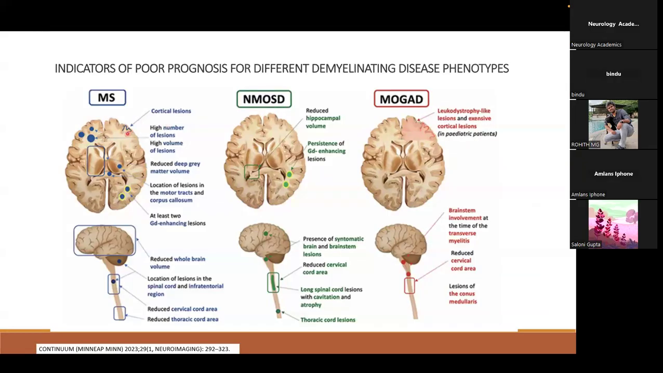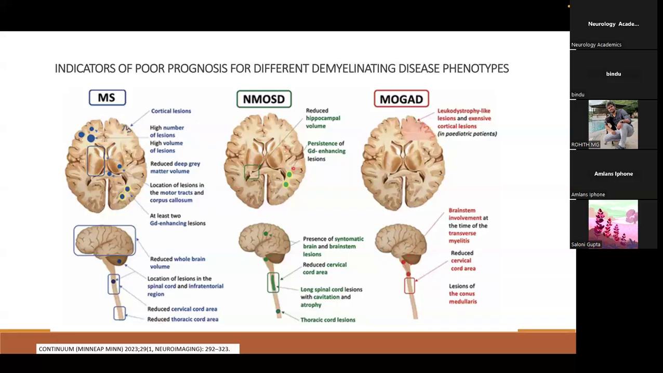In multiple sclerosis, if the lesion load, the number of lesions, is high, at least two gadolinium enhancing lesions, then reduced deep gray matter volume, as well as lesions in the motor tract, the corticospinal tract, as well as corpus callosum, infratentorial lesions and spinal cord lesions, harbor a poor prognosis. And on follow-up, if there is reduced cervical and thoracic cord area, that harbors a poor prognosis and more disability.